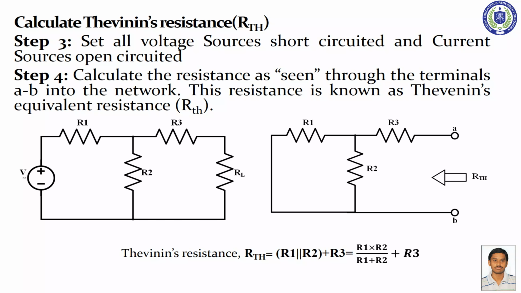Looking from the load terminal, across this circuit, R1 and R2 are in a parallel connection, and R3 resistance is in series with this. So Thevenin's equivalent resistance RTH is R1 and R2 in parallel plus R3.